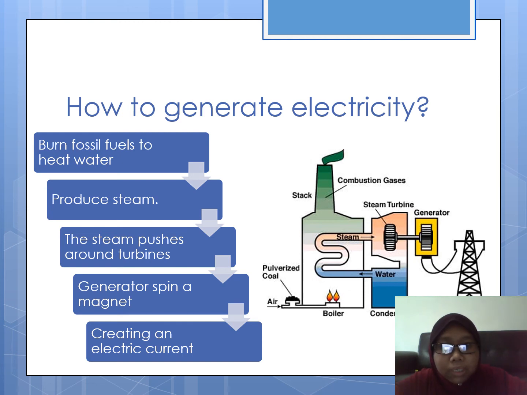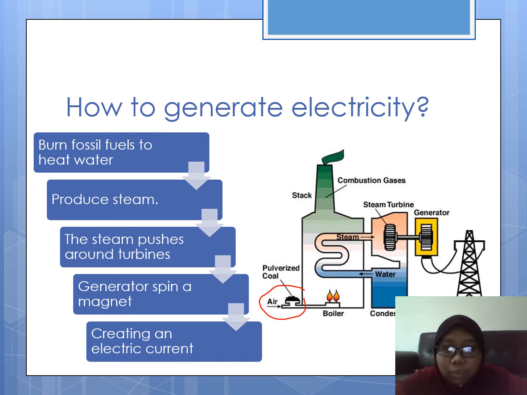First, we burn the fossil fuel to heat the water. So we see here the coal is put outside the boiler. Then we supply air to make good burning. So air is here. What gas do we use to increase the burning? It is oxygen.